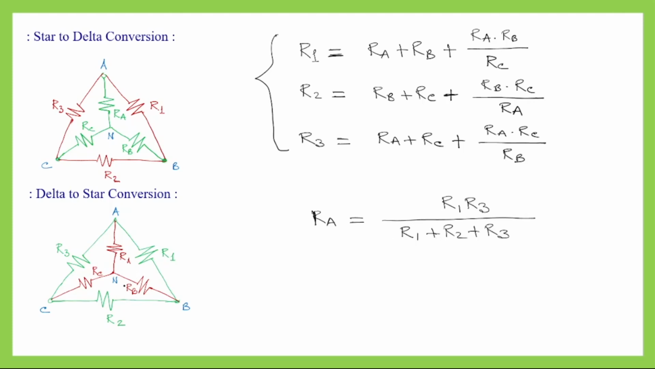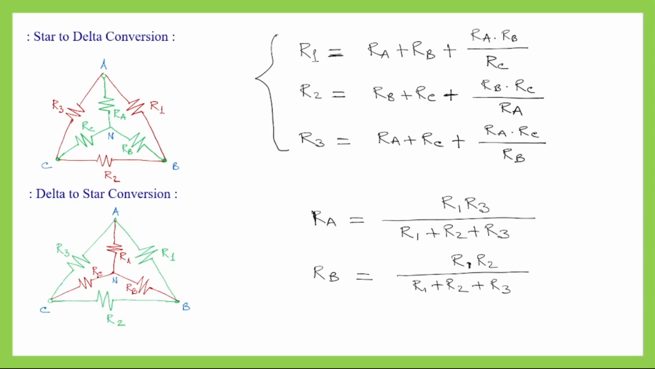Similarly, if we want to find out RB, then it will be the resistances that we have on both the sides of that RB. So they are R1 and R2. Here in the numerator, it will be multiplication of R1 and R2, then divided by the summation of all the three resistances which we have in the delta connection.